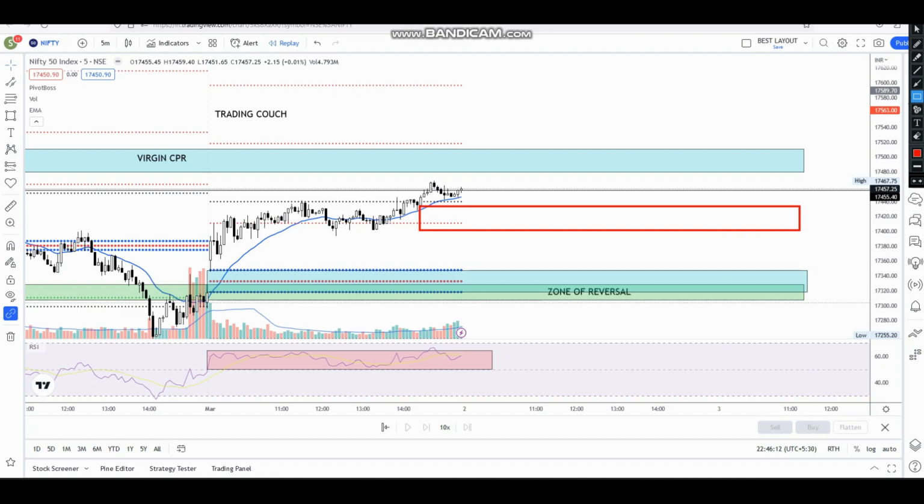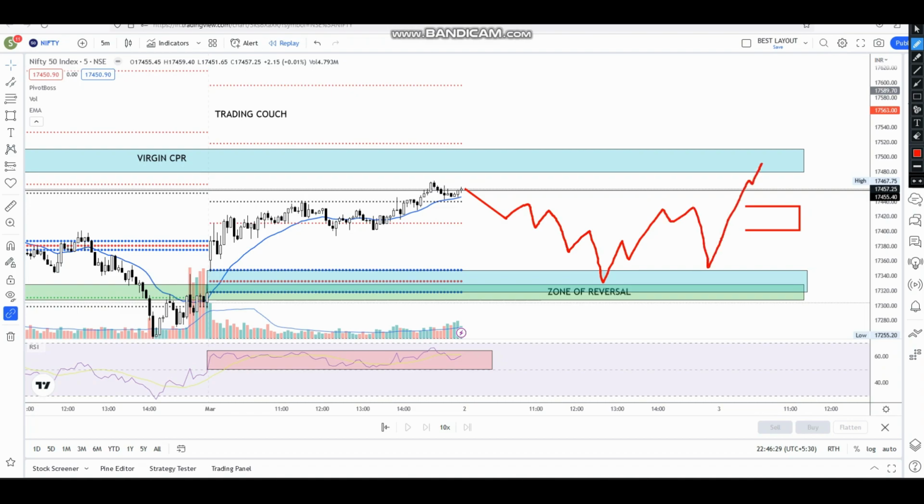So probably the day tomorrow would be a scenario of this, or it would be somewhat like this. So let's see the market, but make sure that you trade with the proper price action signals near these important zones. In between, don't try to take any trades. Take the trade only when there is a proper bearish confirmation near virgin CPR, or a proper bullish confirmation near the zone of reversal or the virgin CPR here.